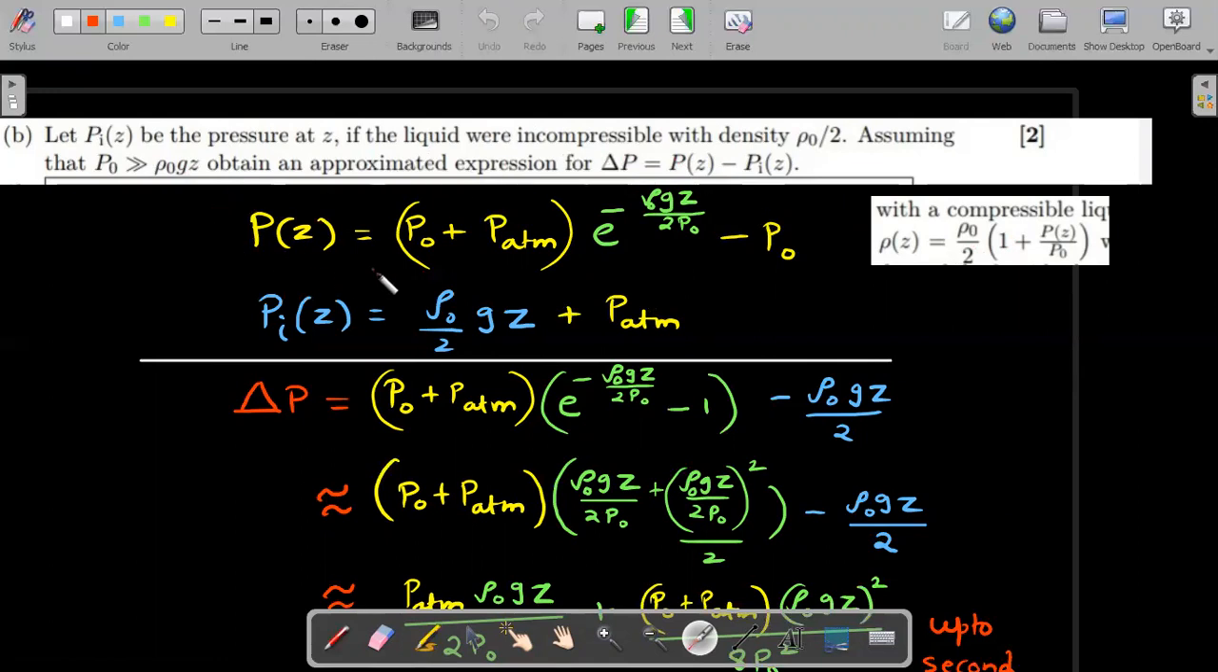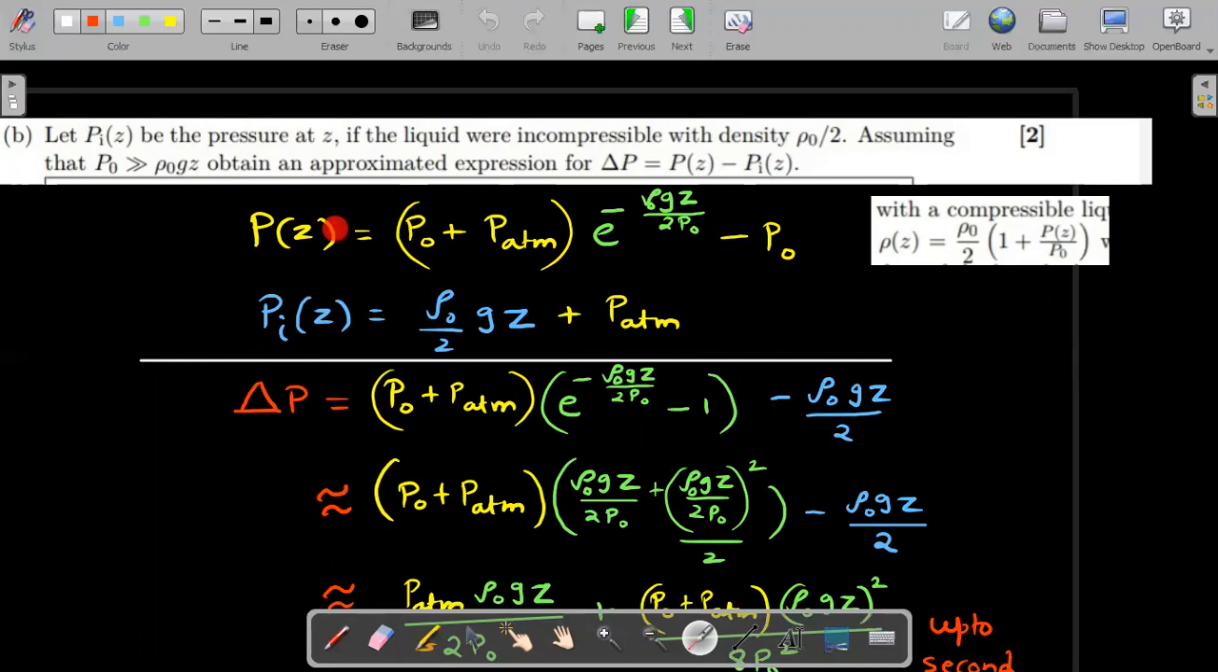So this one we all know, from the previous problem, and this is very simple. I think in an incompressible fluid, as you go down with height, pressure over the atmosphere increases linearly with density. So density into g into z. So this is for an incompressible fluid.